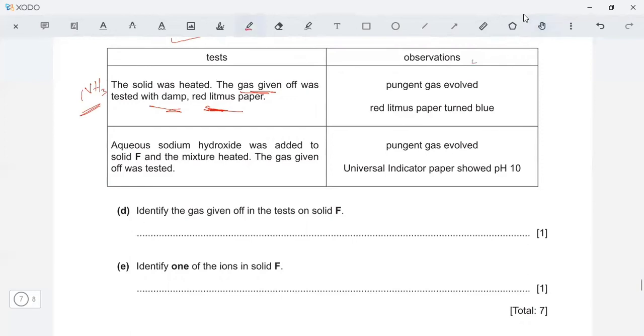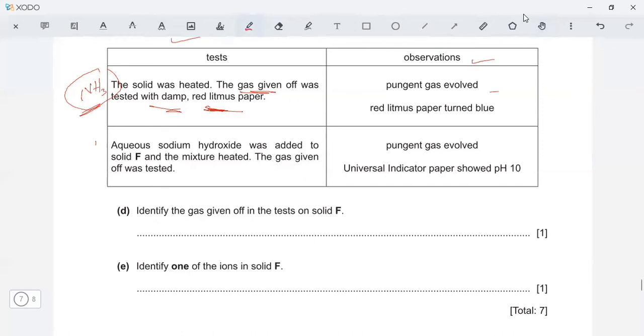So look at some of the observations. A pungent gas evolved. Red litmus paper turns blue. That means they're talking about ammonia, NH3. NH3 is a pungent smelling gas, and ammonia can be tested by taking red litmus paper, so it will turn blue.